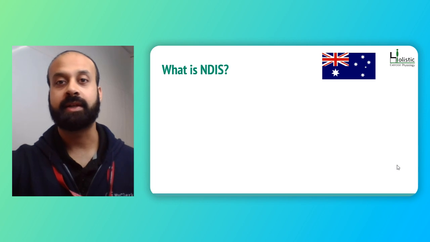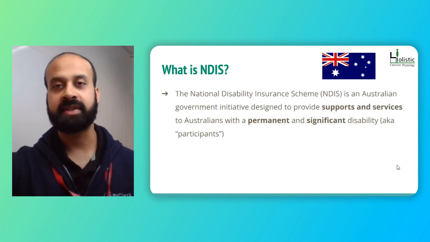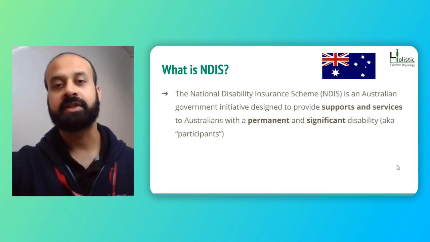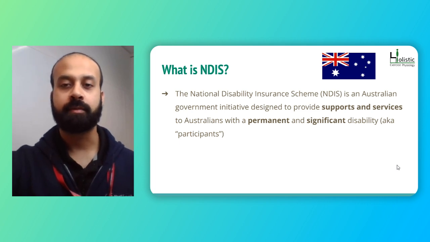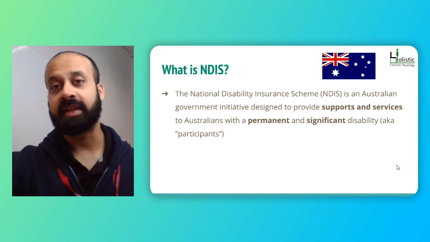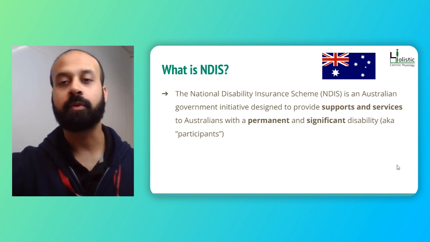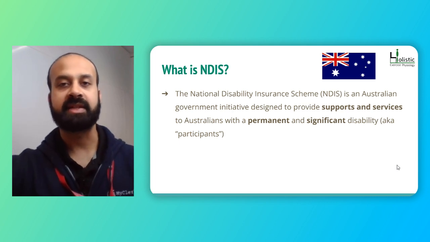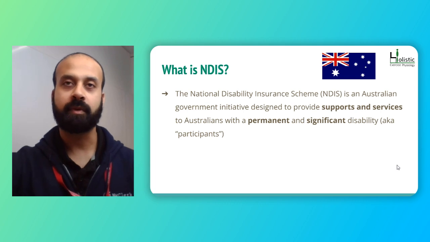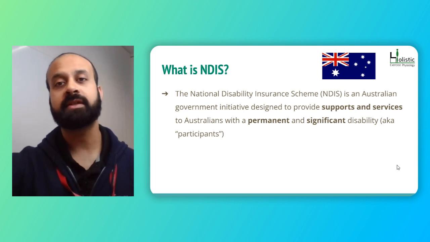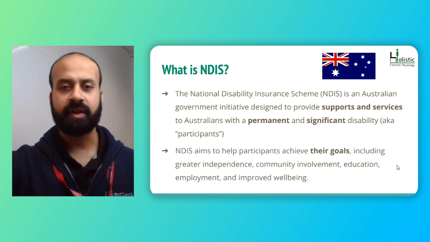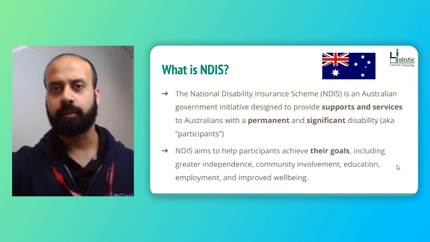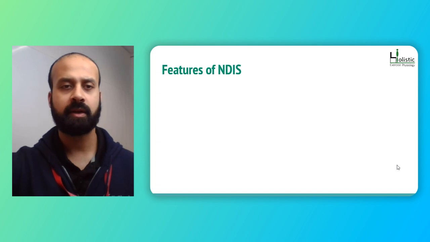So first of all, what is the NDIS? Obviously, we know that it's an Australian scheme. It stands for the National Disability Insurance Scheme. It's a government initiative designed to help provide support and services. That becomes a key term: support and services to people with permanent and significant disabilities. The clients within the NDIS are referred to as participants. I will talk about what we mean by permanent and significant.